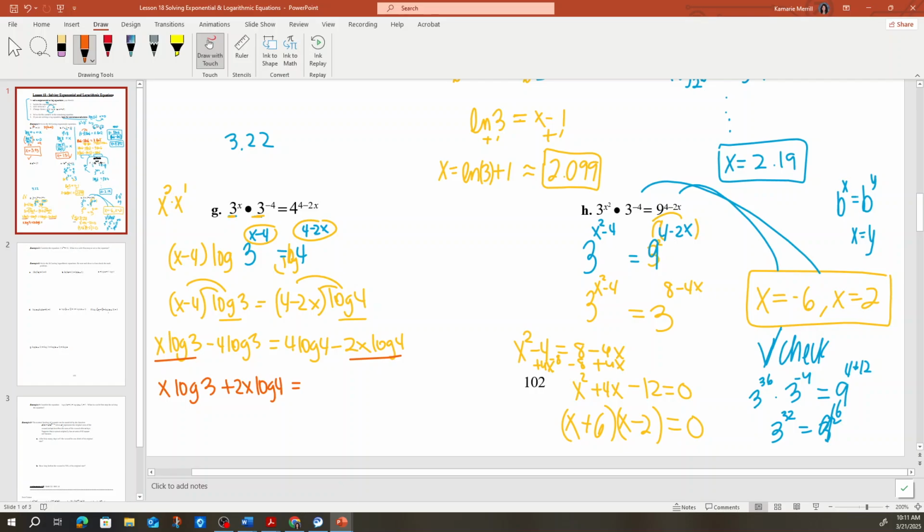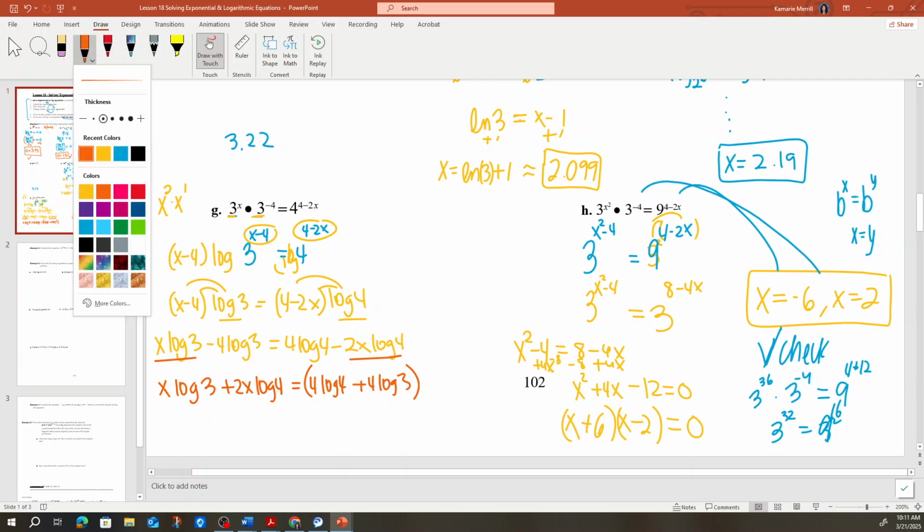And I have to bring my numbers to the other side. So I'm going to do what with that? Add it. So we have 4 log of 4 plus 4 log of 3. This is a number, you guys. You can get that number in your calculator, but we're not quite there yet.